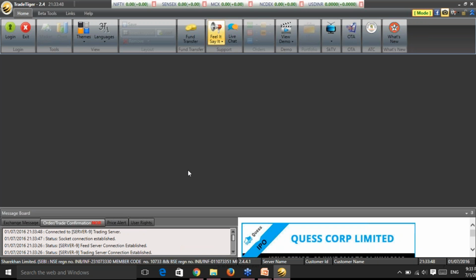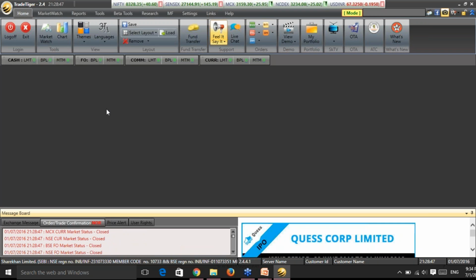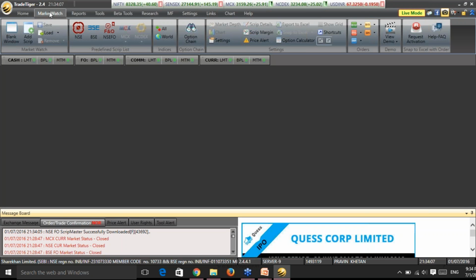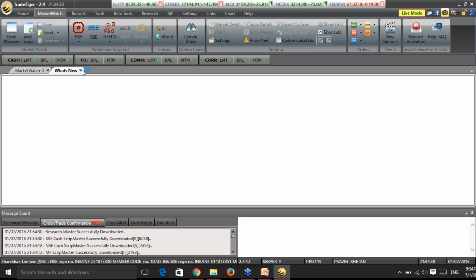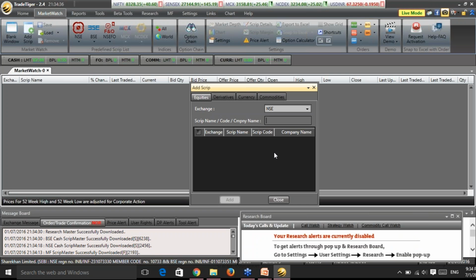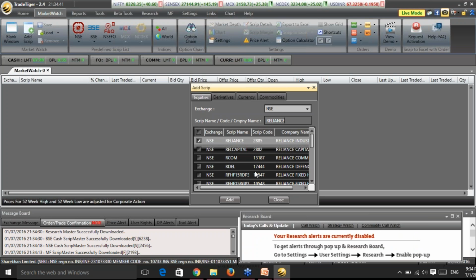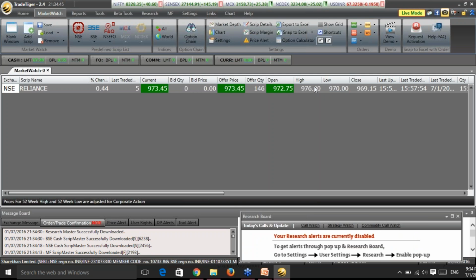So log in here. Now, what I'll do is I'll open a market watch window. And I'll show you the spot price of Reliance, let's suppose. So Reliance Industries Limited. Now this is trading at 973. Now this is the current market price of the share. So we can call it the spot price also.